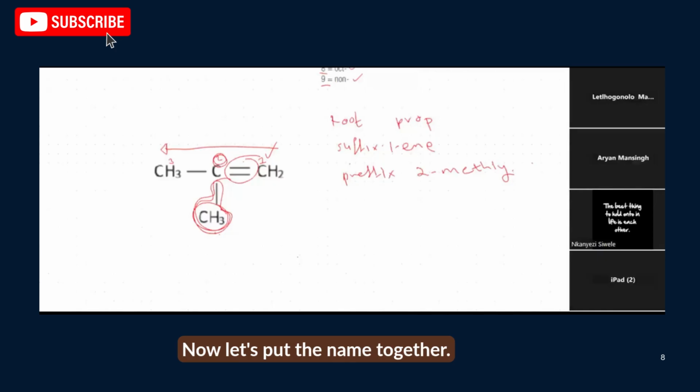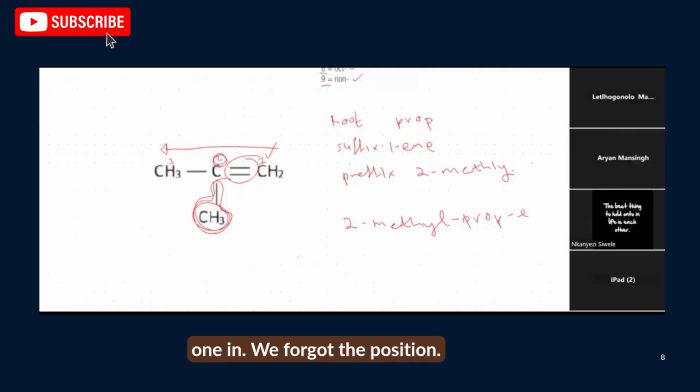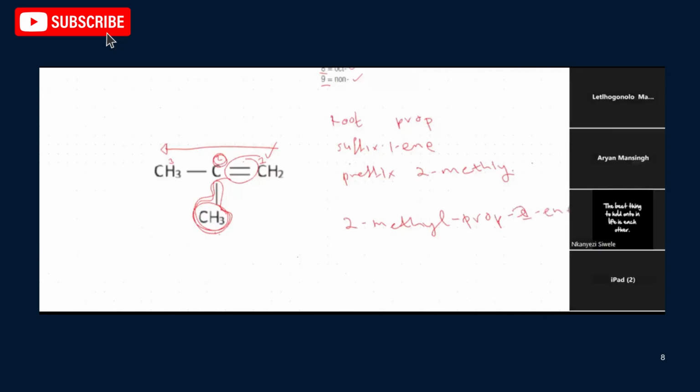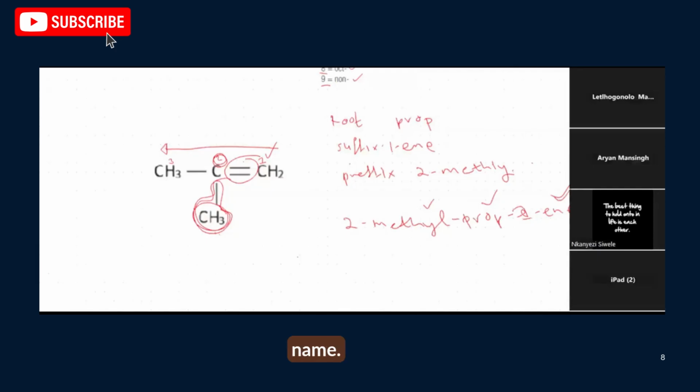Now, let's put the name together. We start with our prefix. We say 2-methyl, prop-1-ene. We forgot the position. So that's our prefix, root, and suffix. So now we have a full name. Let's go ahead and look at another example.